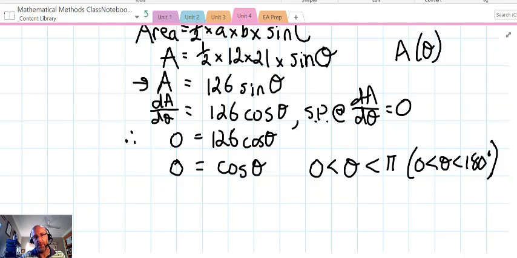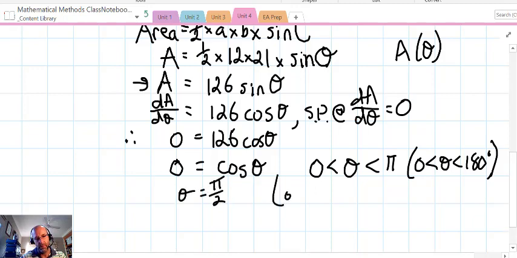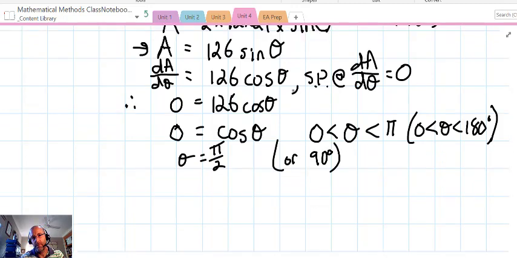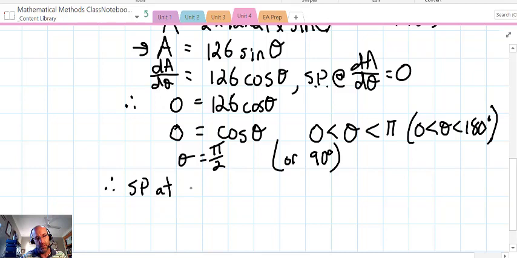Now, regardless of whether you're working in degrees or radians, practically degrees would probably make more sense, but radians is an important part of our course, so either way. We know that cos of pi on 2 or cos of 90 is 0, and theta is pi on 2 radians, or 90 degrees. So the location of the stationary point is where theta is pi on 2.